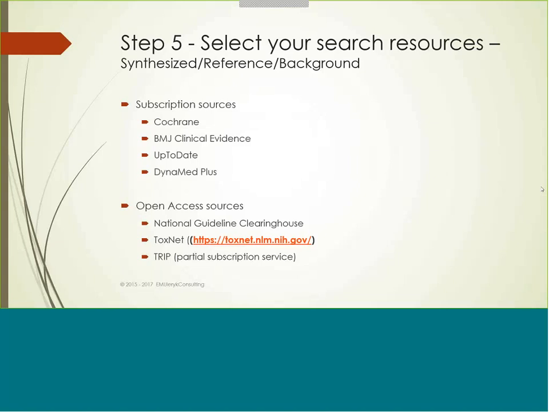When it comes to the open access sources, again, we're looking at National Guideline Clearinghouse, ToxNet, and TRIP. TRIP is Turning Research Into Practice, and it was a fabulous mega search engine in that it would give you Cochrane reviews, it would give you guidelines from National Guideline Clearinghouse and some journal articles.